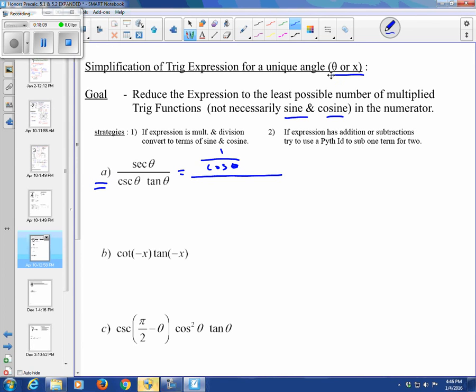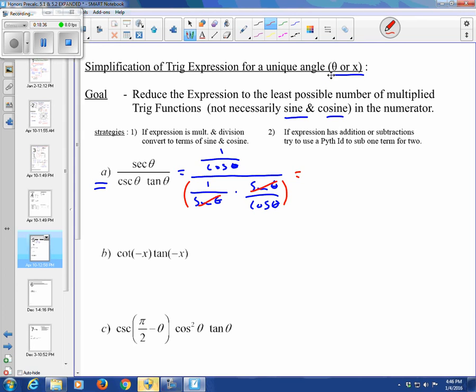And then that's over cosecant, which is 1 over sine of theta, times tan of theta, which is sine of theta over cosine of theta. Now right here, with these substitutions I've made, I can start making some cancellations. Right here, we see a sine in the numerator and a sine in the denominator. So right here with our multiplication, we can cross-cancel these guys, right?